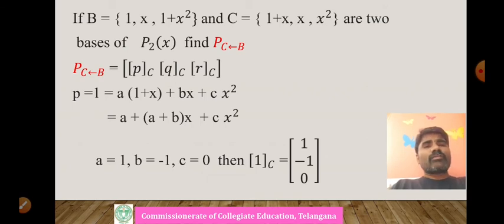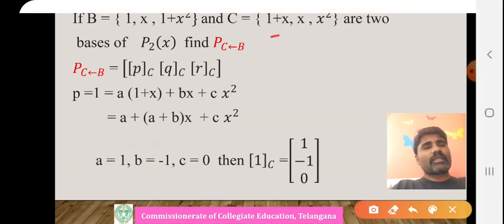Now P equals 1. The first element in B is 1. 1 can be written as a linear combination of the vectors in C, that is 1 plus x, x, x square. Vectors in C are 1 plus x, x, x square. That's why 1 can be written as a into (1 plus x), b into x, c into x square. By simplifying and collecting the coefficients of the x powers, the constant is a, the x coefficient is a plus b, and the x square coefficient is c.